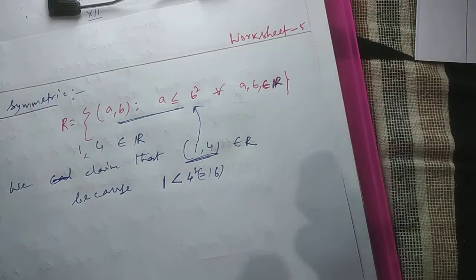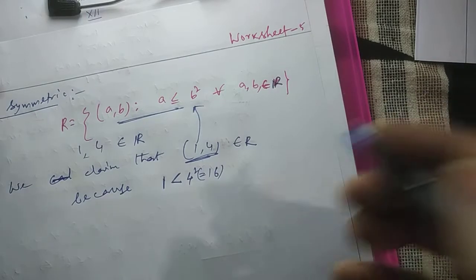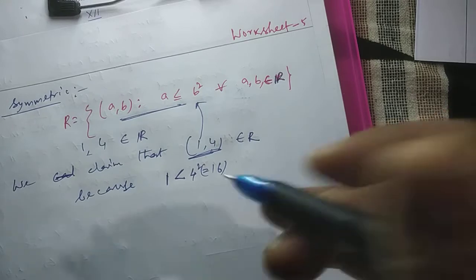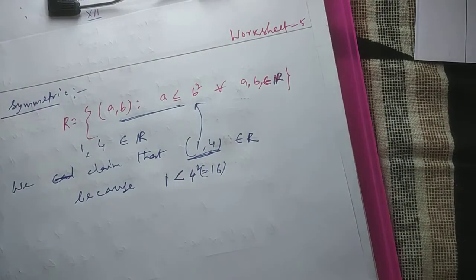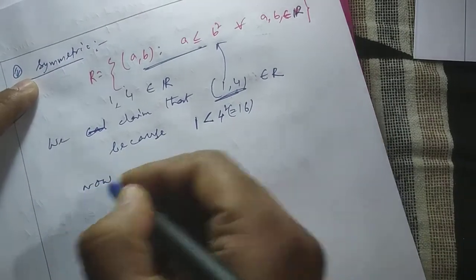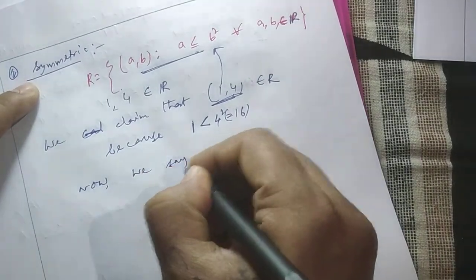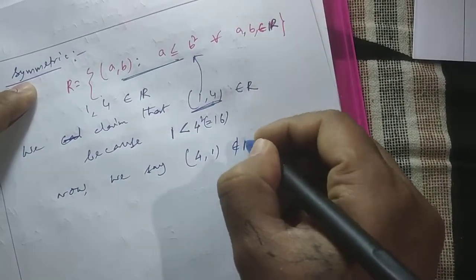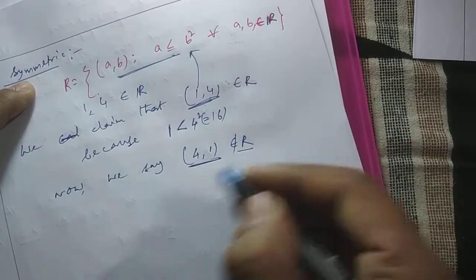Now from here, by any means we can check whether the reverse ordered pair 4, 1 is also satisfying the relation. Then it will be symmetric. Now let us verify whether 4, 1 is satisfying the given relation or not. Now we say the reverse ordered pair 4, 1 does not belong to R. It's not satisfying the given relation.